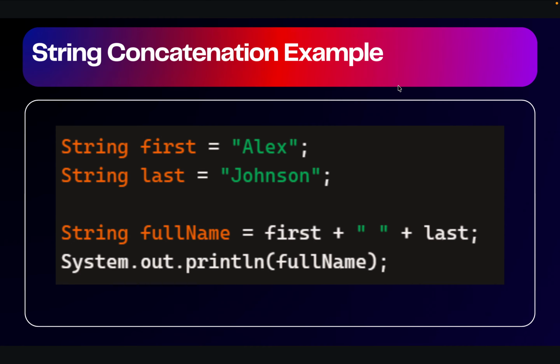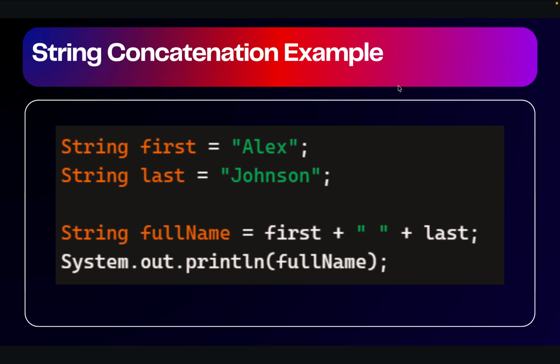Here's an example screenshot of code. If you see our first variable, we have first, and our second variable, we have last, and they're basically holding the first and the last name of an individual. Then we create a variable called full name, and you see we are adding the variable first plus, and then there's quotes in between that. Those quotes represent a space. If you take a look at string first and string last, you notice that there is no space at the end of Alex, and there's also no space before Johnson.